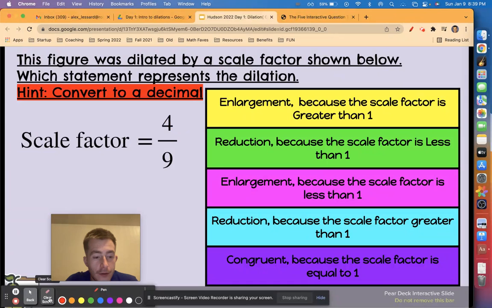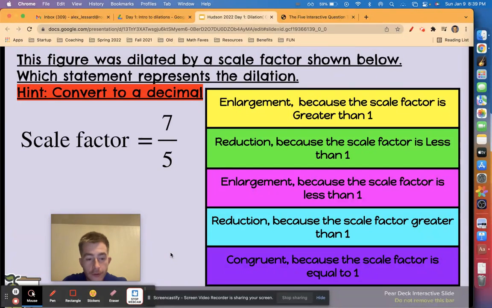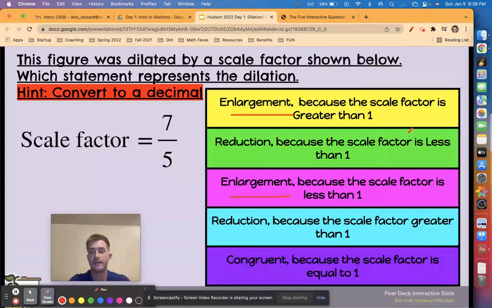Okay, here we go. So this one, example, you can answer this on your screen. I'm just going to go over it. 7 over 5. Since 7 is our numerator and it's a larger number than 5, that's going to be an enlargement. An enlargement is when it is a scale factor of greater than 1. So yellow would be the correct answer here.